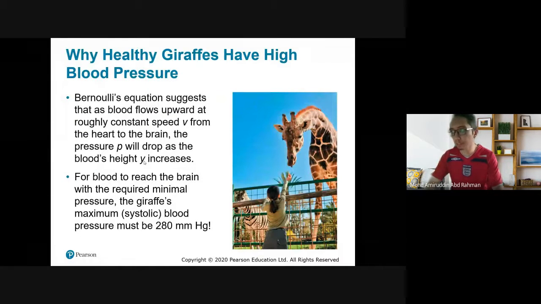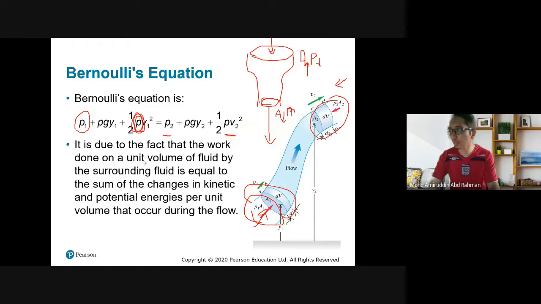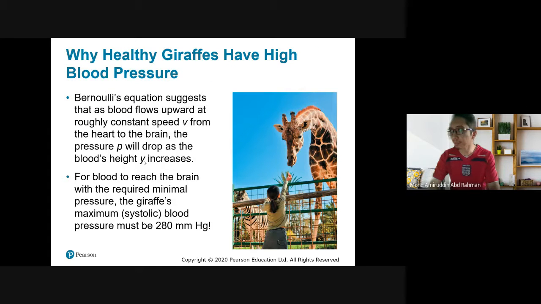Okay, relating to yesterday, we stopped at Bernoulli's equation, which depends on the area and the pressure from one end to the other end, right? Okay, and then we look at one fact here: a giraffe has a very healthy blood pressure. So Bernoulli's equation suggests that. So why do you think the giraffe has a very healthy blood pressure?